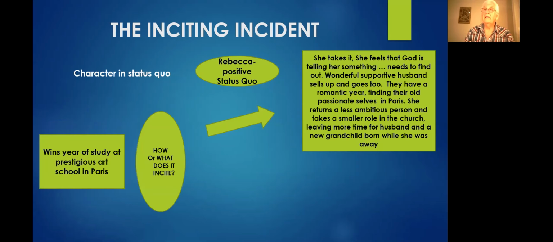They have a romantic year together, finding their old passionate selves in Paris. She returns a less ambitious person and takes a smaller role in the church, leaving more time for husband and a new grandchild born while she was away. So that's one possible scenario. I'm not expecting you to take it through to a conclusion. Just find what she decides to do and let the chances fall as they will.